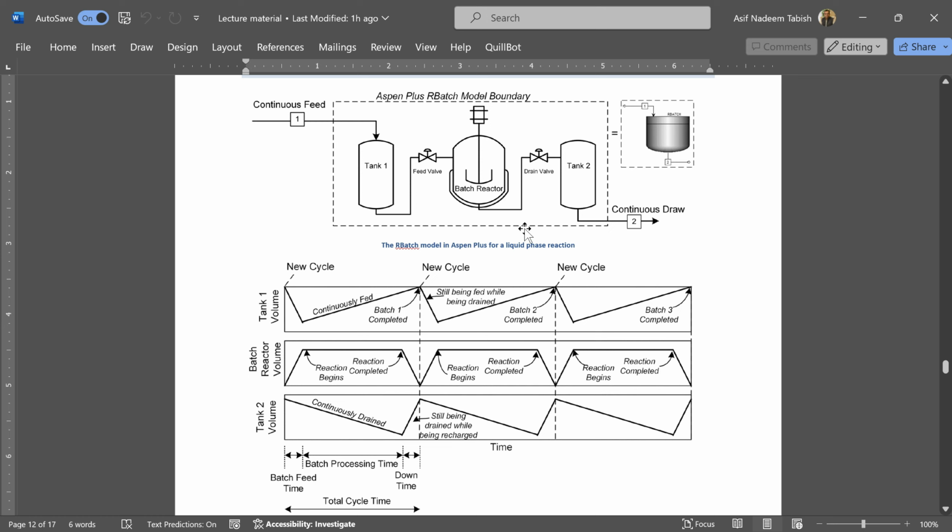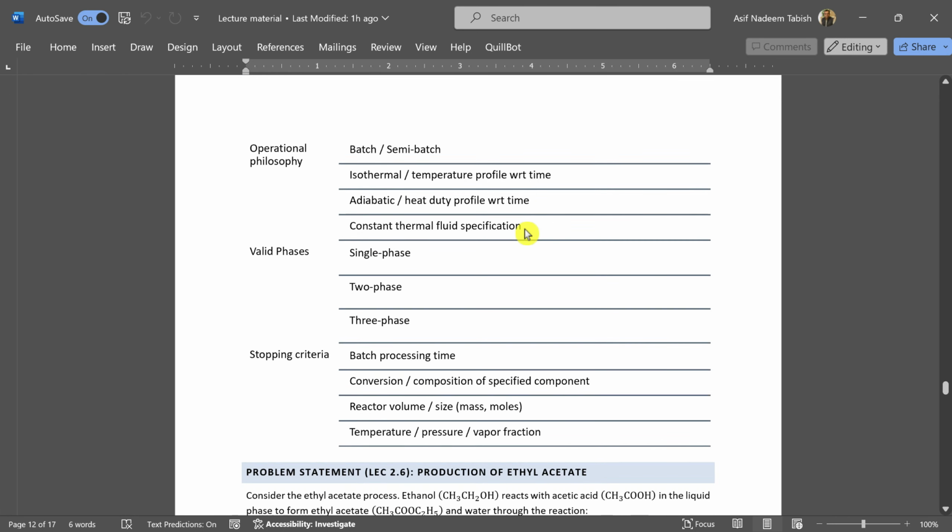So what kind of specifications are desired and what kind of problems can this batch reactor solve? Let's consider the following table. The operational philosophy of the batch reactor in Aspen Plus includes batch simulation as well as semi-batch simulation. The reactor can be operated isothermally, or a well-defined temperature profile can be defined with respect to time. Alternatively, the reactor can be simulated as an adiabatic reactor, or a well-defined heat duty profile with respect to time can be allocated to the reactor, or an external thermal fluid as a utility stream can be defined. The reactor can handle a single phase, including liquid or gas, or a 2-phase or 3-phase system.